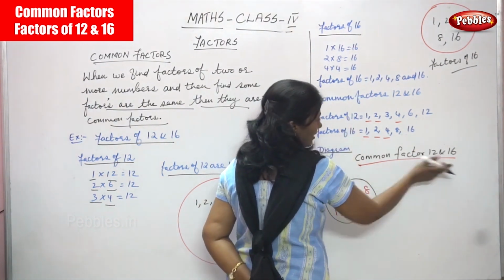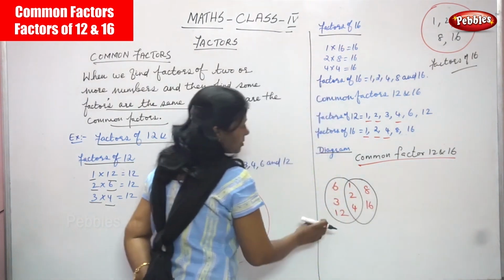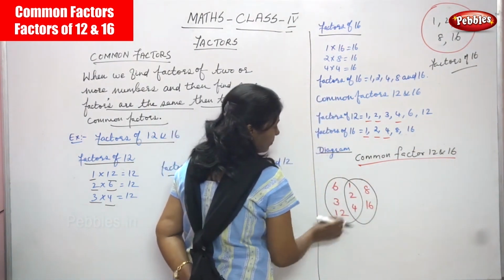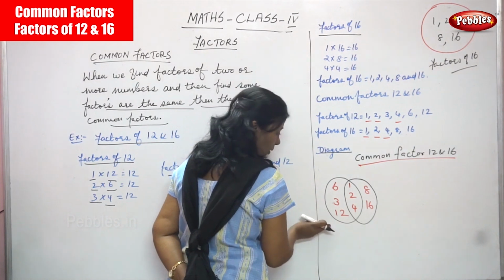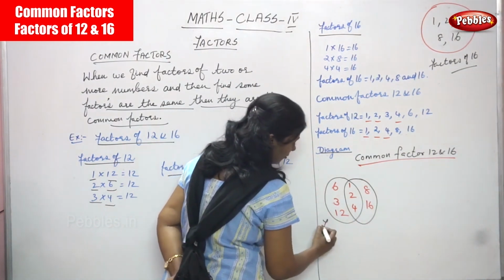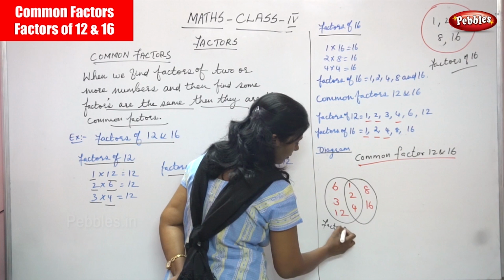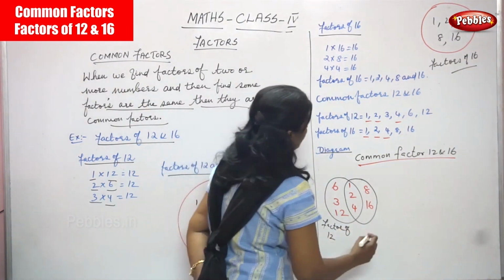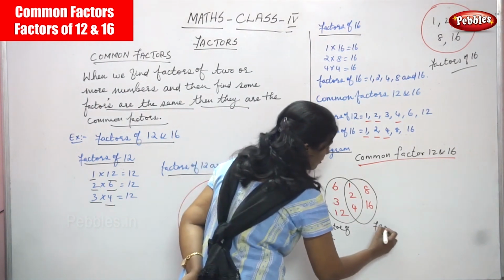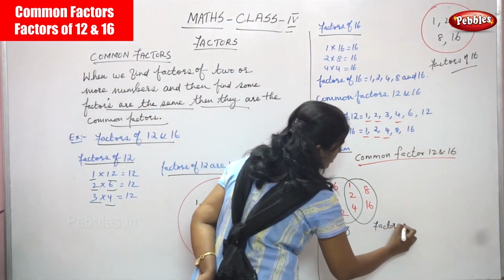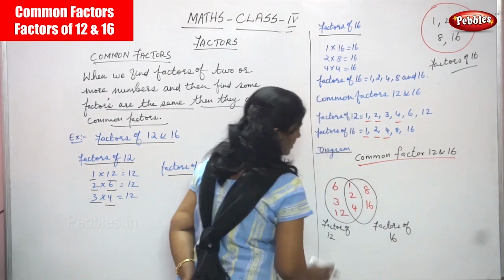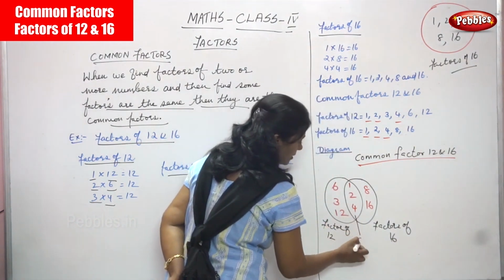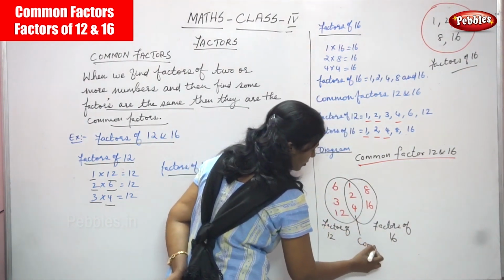Now the diagram of common factors of 12 and 16. The common diagram means factors of 12 and factors of 16. This is the factors of 12, and this is the factors of 16. This particular region is the CF, the common factor.